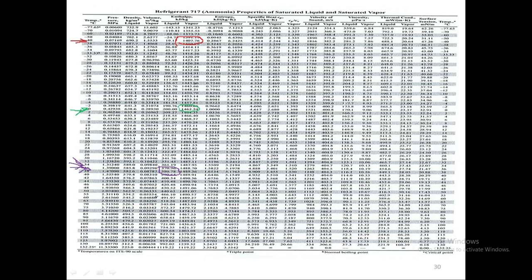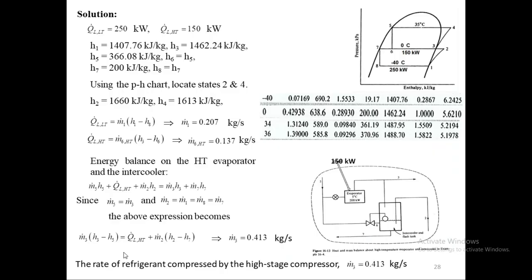So if I go back here, I need these two, from 361 and 370. If I interpolate for 35 degree, then I will get H5 as 366.08 kilojoule per kilogram, and H5 and H6 will be the same, because they are an isenthalpic process. Okay, constant enthalpy process 5 to 6.